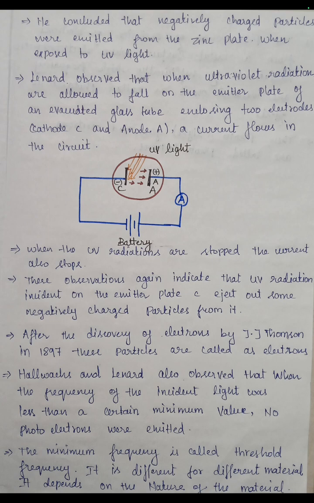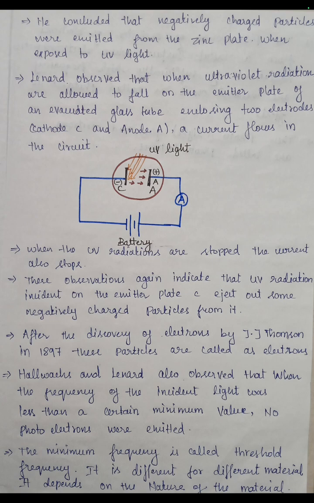When the UV radiations are stopped, the current also stops. These observations again tell that UV radiation incident on the emitter plate ejects some negatively charged particles from it. After the discovery of the electron by J.J. Thomson, these negatively charged particles are known as electrons, and these electrons which are ejected by the light are known as photoelectrons.